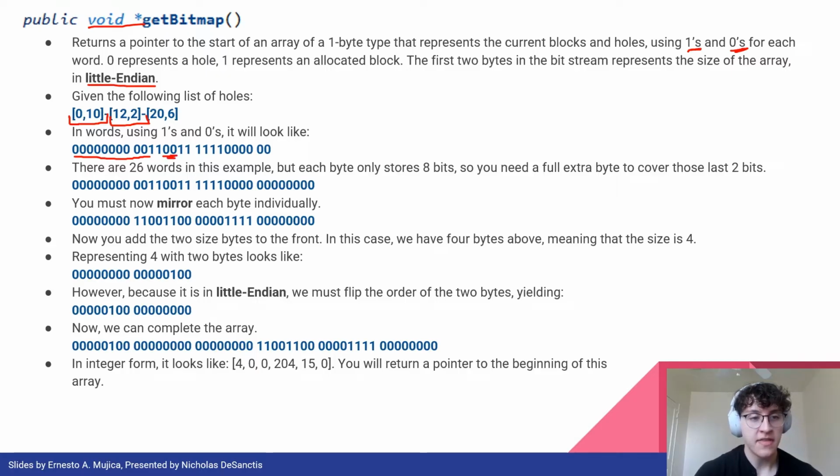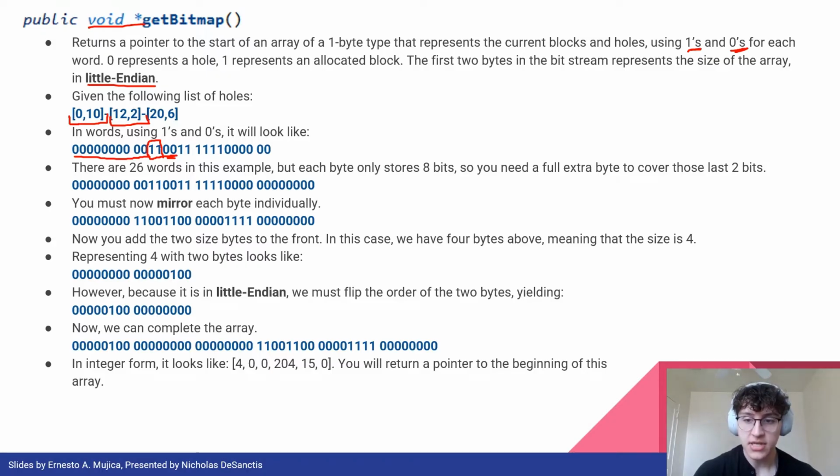We know, however, that the space between 10 and 12 is not a hole. It's been allocated, and so those are represented as ones right here. Okay, so you can trace this sort of logic for the final hole, 26, if you like. But here in this example, we've got 26 words, but keep in mind that each byte represents a total of 8 words, since a byte is 8 bits, and we're representing each word with a single bit.